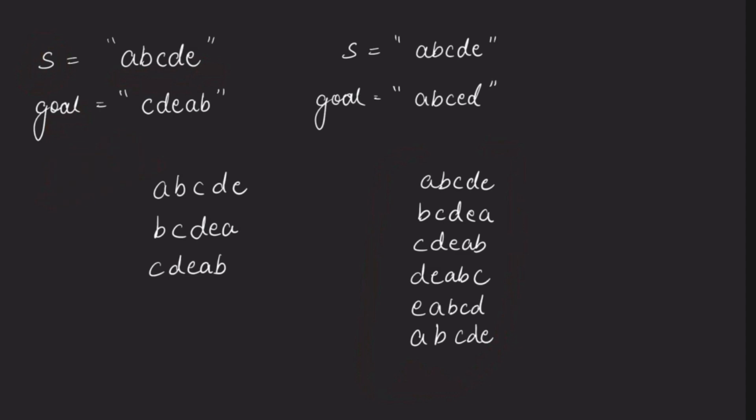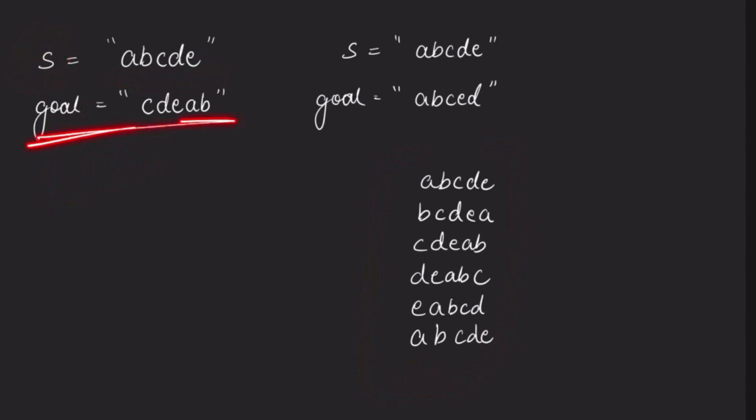Now how are you going to optimize this? If you see that my S is going to be converted into goal, then at some point, our goal will be present as a substring inside S.